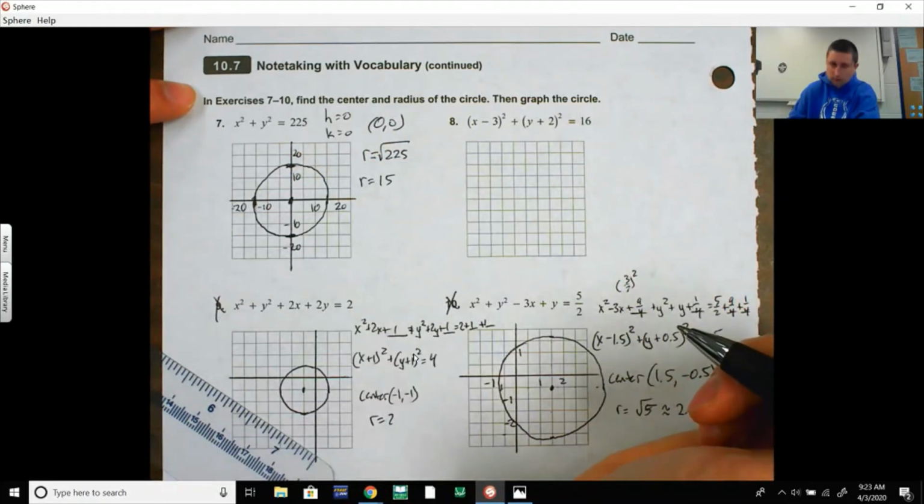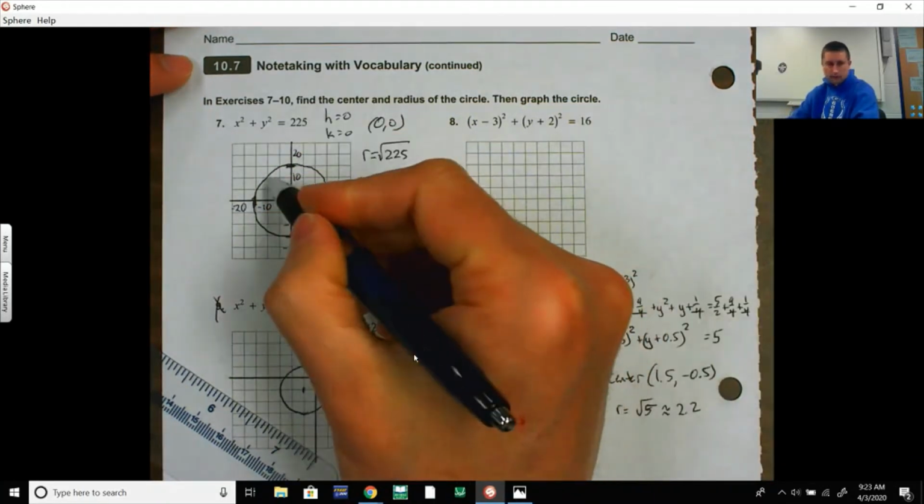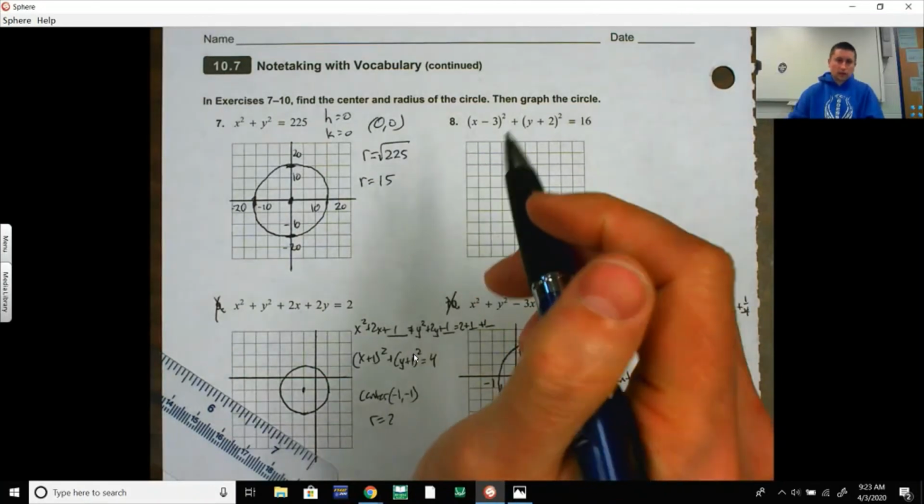With some practice, you too can draw the perfect circle. I got a little flat right there. Okay.